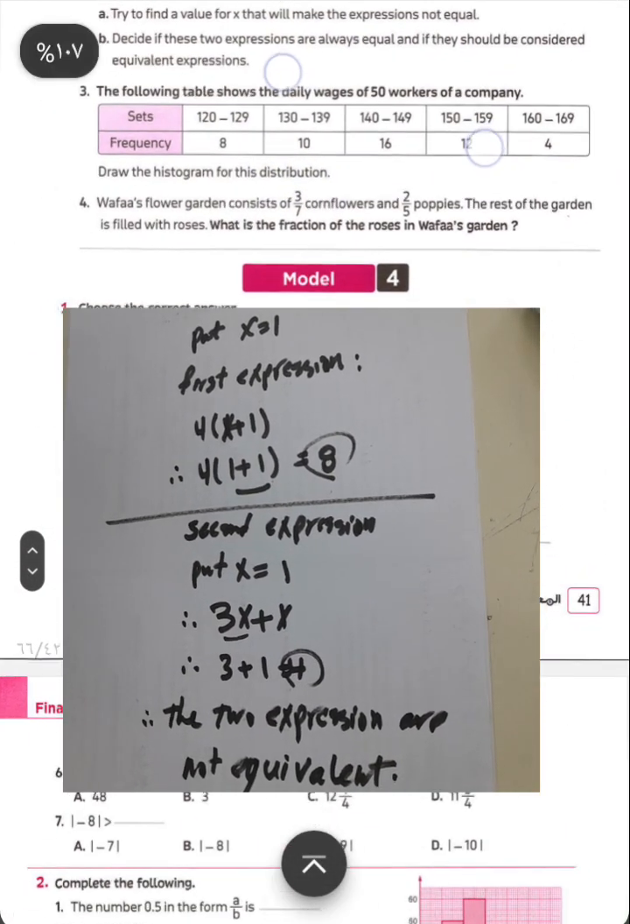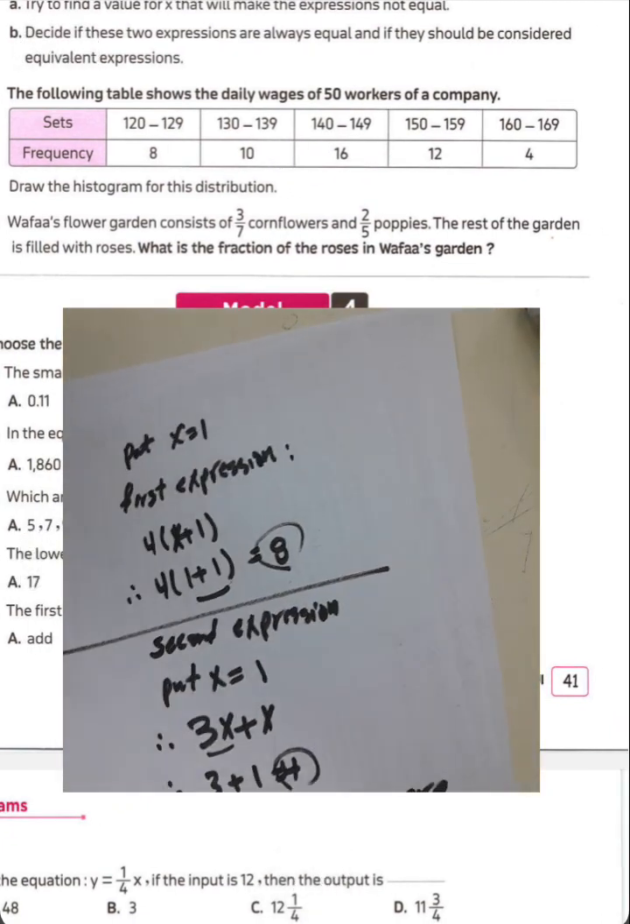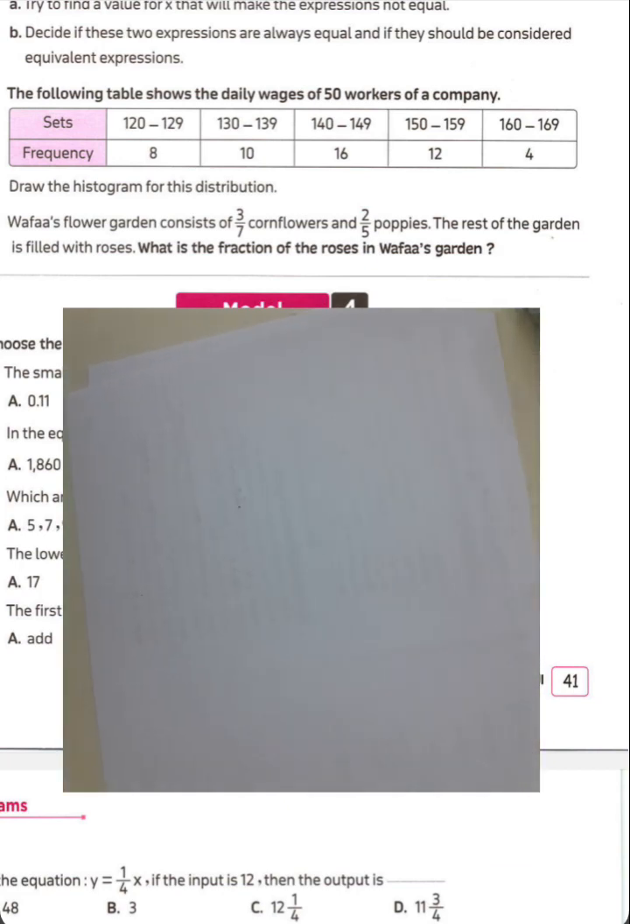The following table shows the daily wages for 50 workers of a company, from 120 to 129, frequency 8, and from 130 to 139, frequency 10, from 140 to 149, frequency 16, from 150 to 159, frequency 12, and from 160 to 169, 4. Draw the histogram for this distribution.